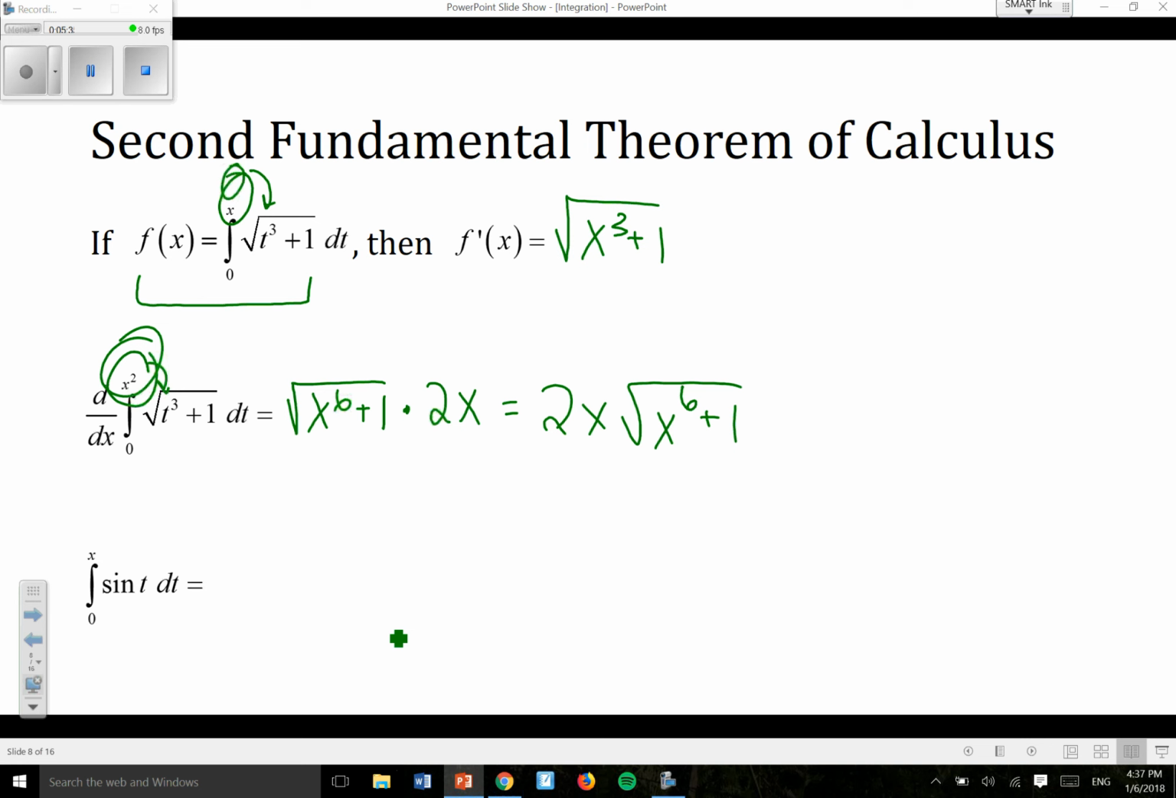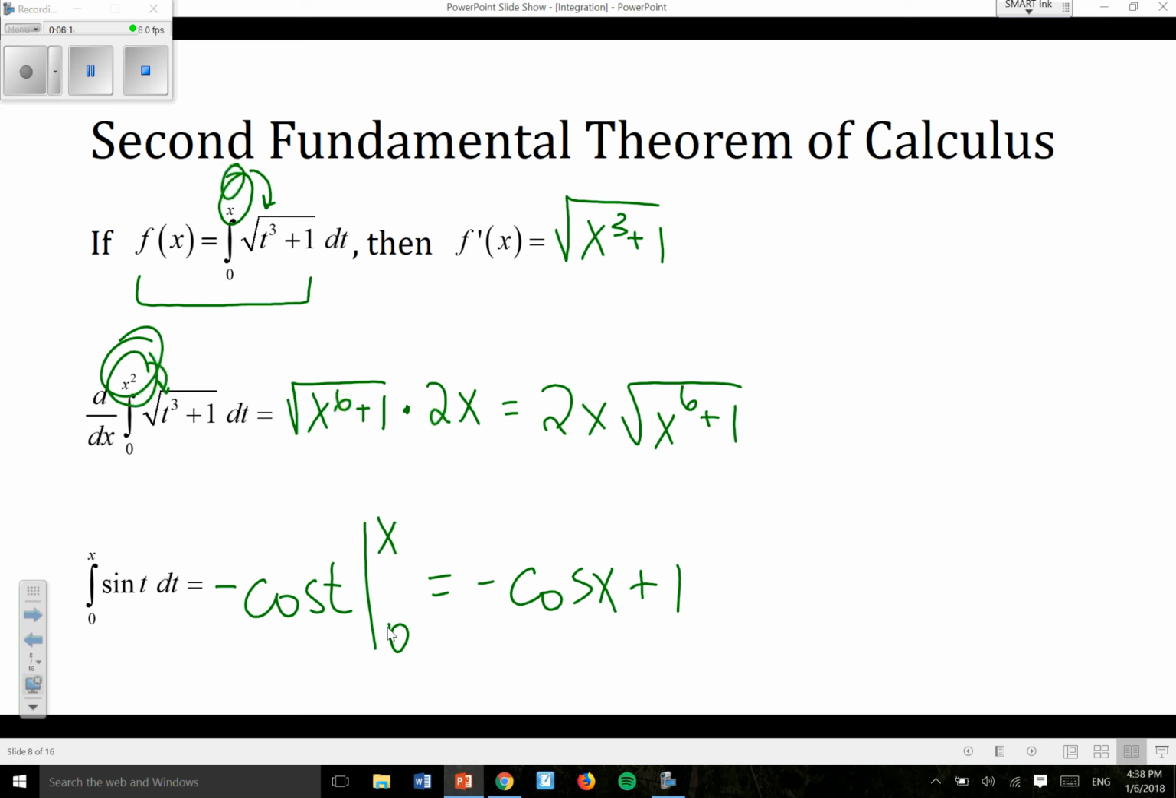For our last example, I want you to notice the difference between this problem and the two before. In both of the problems that we have just done, we've been differentiating an integral. This problem down below does not tell me to differentiate. It just tells me to integrate. So that's what I'm going to do. The antiderivative of sine of t is negative cosine t, and I'm going to plug in x and 0. So this becomes negative cosine x minus negative cosine 0. So plus 1.